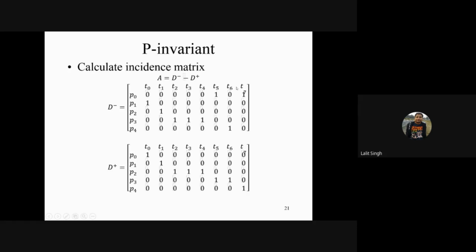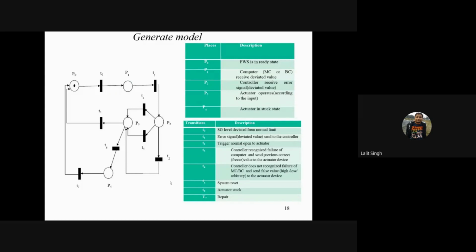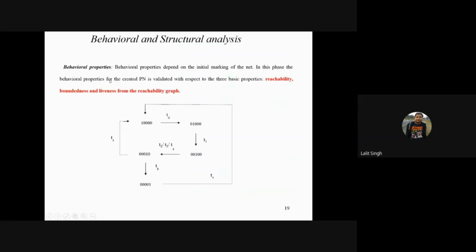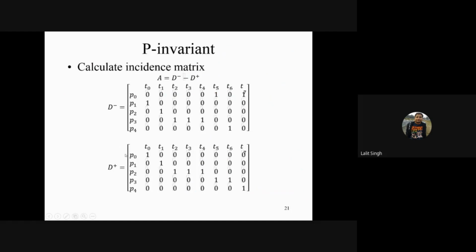In this way, we have to construct the D minus matrix, and D plus will be how many arcs are emerging from the particular places. So going back to P0, it is emerging to T0, so we have to keep the rest of the values as 0. Similarly, we can construct D plus.